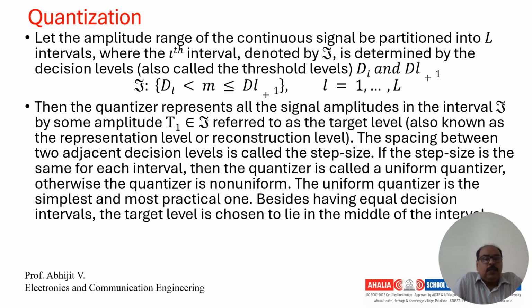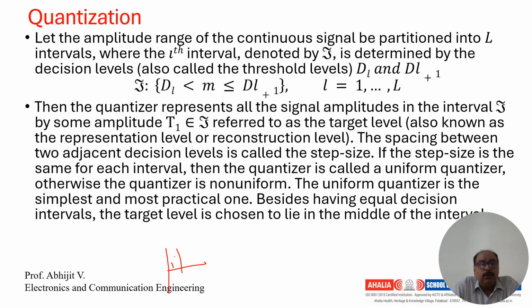Let the amplitude range of the continuous signal be partitioned into L quantization levels, or L intervals, where L is defined as 2 raised to n, where n is the number of bits per symbol. The ith interval, denoted by tau i, is determined by the decision levels, also known as threshold levels, D1 and D2. As per what I have explained, if a value is in between these two points, it has to make a decision on whether it has to be on the upper or the lower side. Okay.